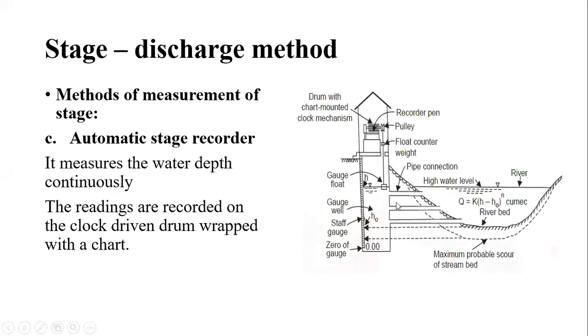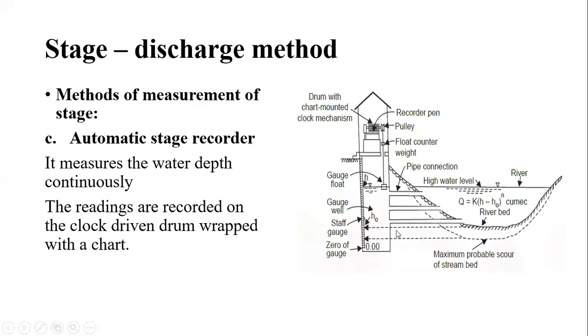So how are they? This is nothing but simply a well constructed at the river bank. A well is dug there, at the bank of the river, on the bank side, and it is connected to the river by a horizontal pipe. So this is a gauge well, which is constructed at the bank of a river and the water is provided by this pipe connection. This is one connection, this is a second one, and this is a third connection. Here we want to measure the water level from this bottom.